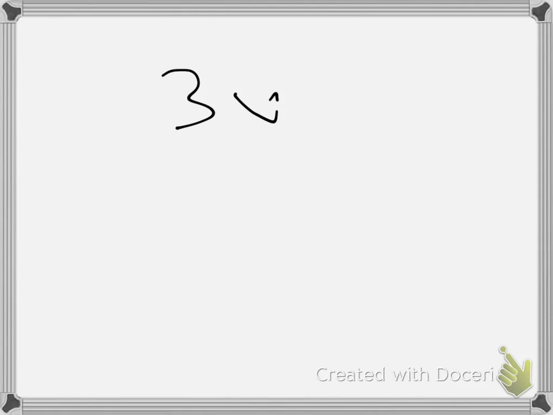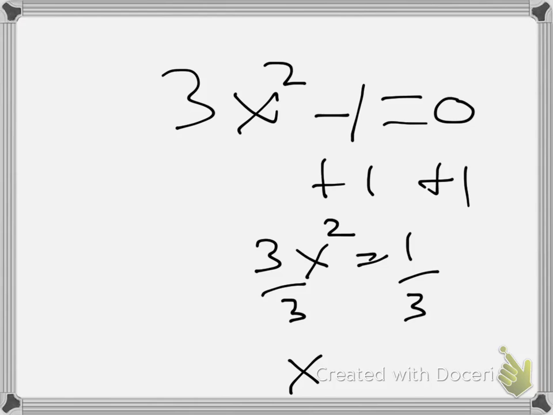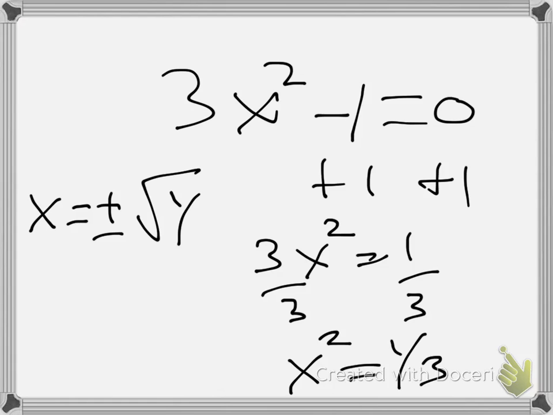So if I set 3x squared minus 1 equal to 0 and solve for x, I'll add 1 and divide by 3. And so I get x squared equals 1/3. And now I need to take the square root. And when I take that square root, I get x is plus or minus the square root of 1/3.